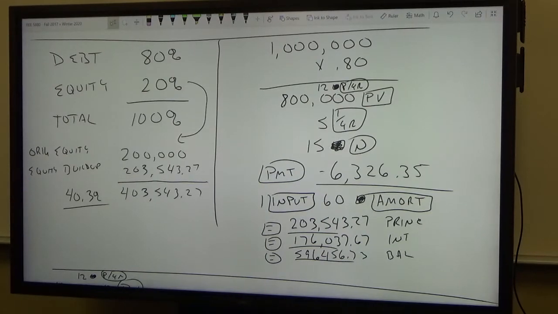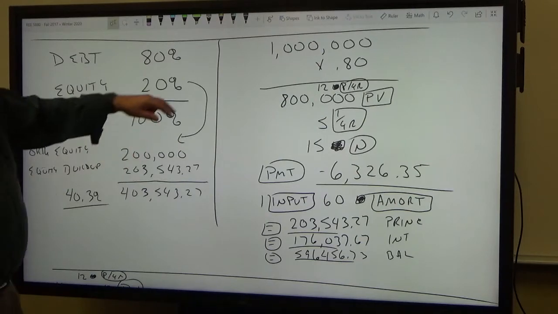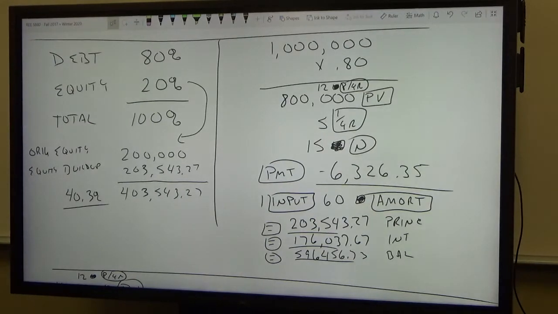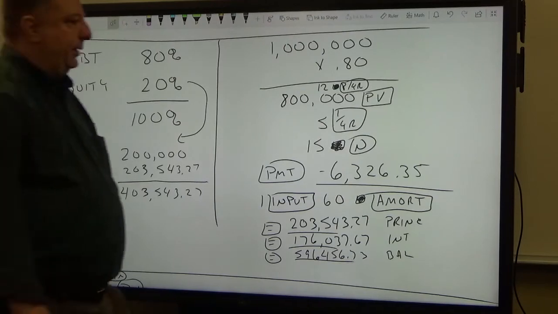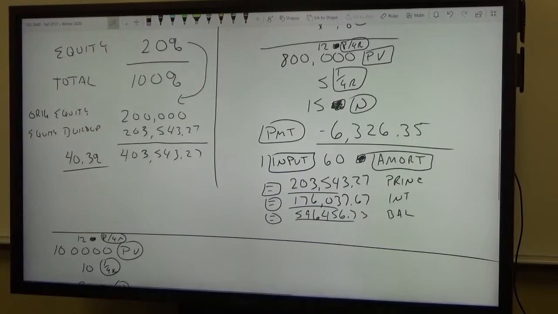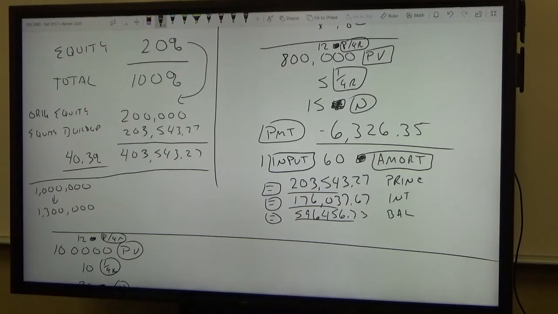Okay. So now, let's say that the property itself that we bought for $1 million has gone up in value. Okay. And let's say that it's gone up in value to, I don't know, $1.3 million. So the property goes from 1 million to 1.3 million. So that means that we, in essence, have gained what? 300. Another 300.